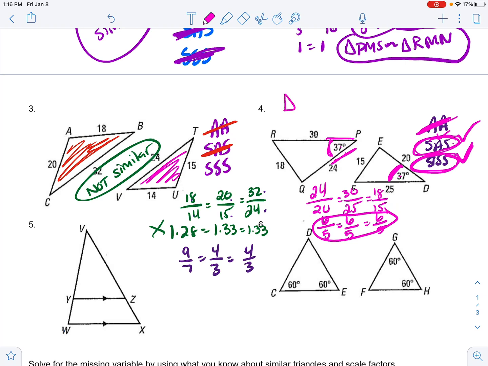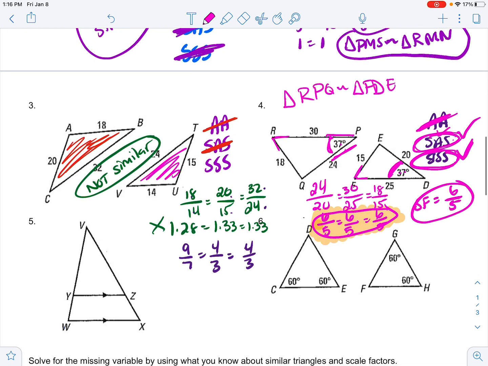Okay, we have our similarity statement. So I have triangle RPQ is similar to triangle what? Okay, R is by the smallest and biggest side. So I go to the smallest and biggest side, and we have F. 37 is congruent to 37, so P goes with D, and then we have E left over. Your scale factor you've already found. That's this guy right here where you simplified the proportions. So our scale factor would be 6 over 5, or 6 to 5.